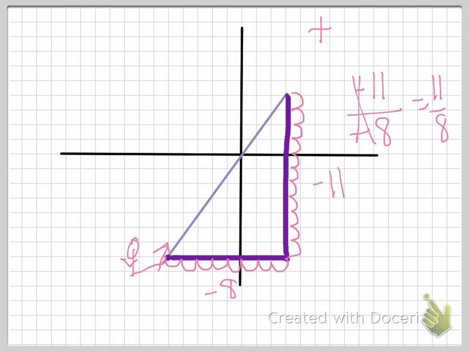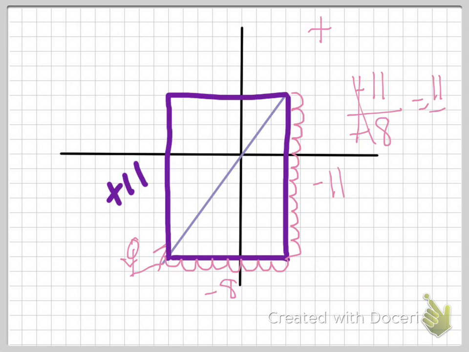We could also look from another direction. If we go from the bottom up here to the top, we would then be climbing up 11, which would be positive, and then over positive 8, we would still get 11 over 8.